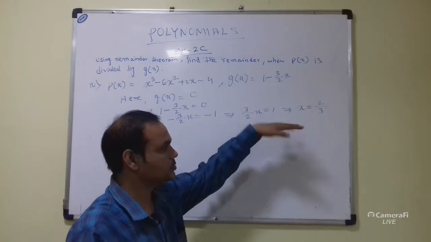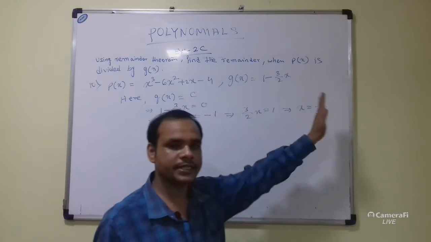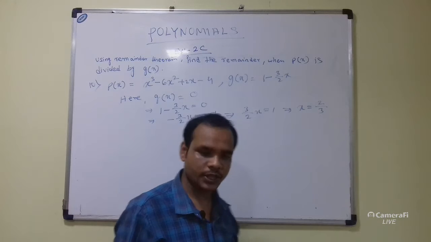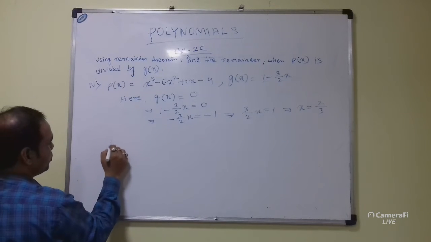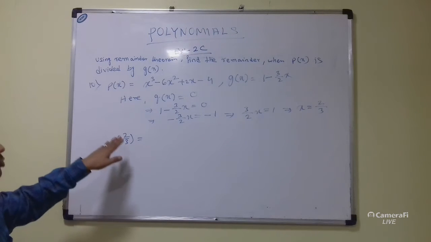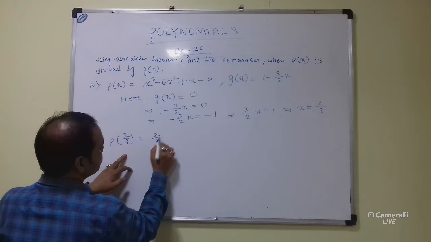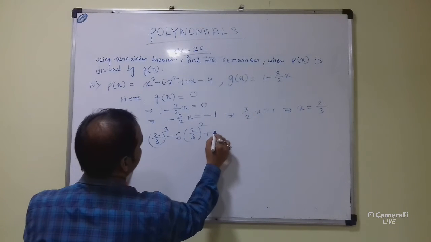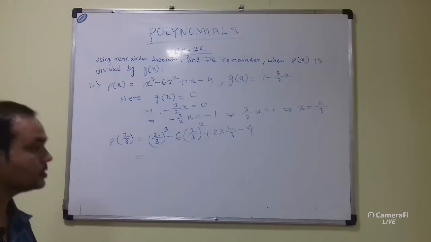This solving is very simple for you. I know that you can solve it, so I solve it directly. So 3 by 2x is equal to 1. When we transfer 3 by 2 to the right hand side, it will be the reciprocal, so 3 by 2 will be 2 by 3. The value of x is 2 by 3. Now we have to put the value of x in P(x), so P(2 by 3). We take x as 2 by 3. So x cube means (2 by 3) cube, minus 6 into (2 by 3) square, plus 2 into 2 by 3, minus 4. Clear, students?